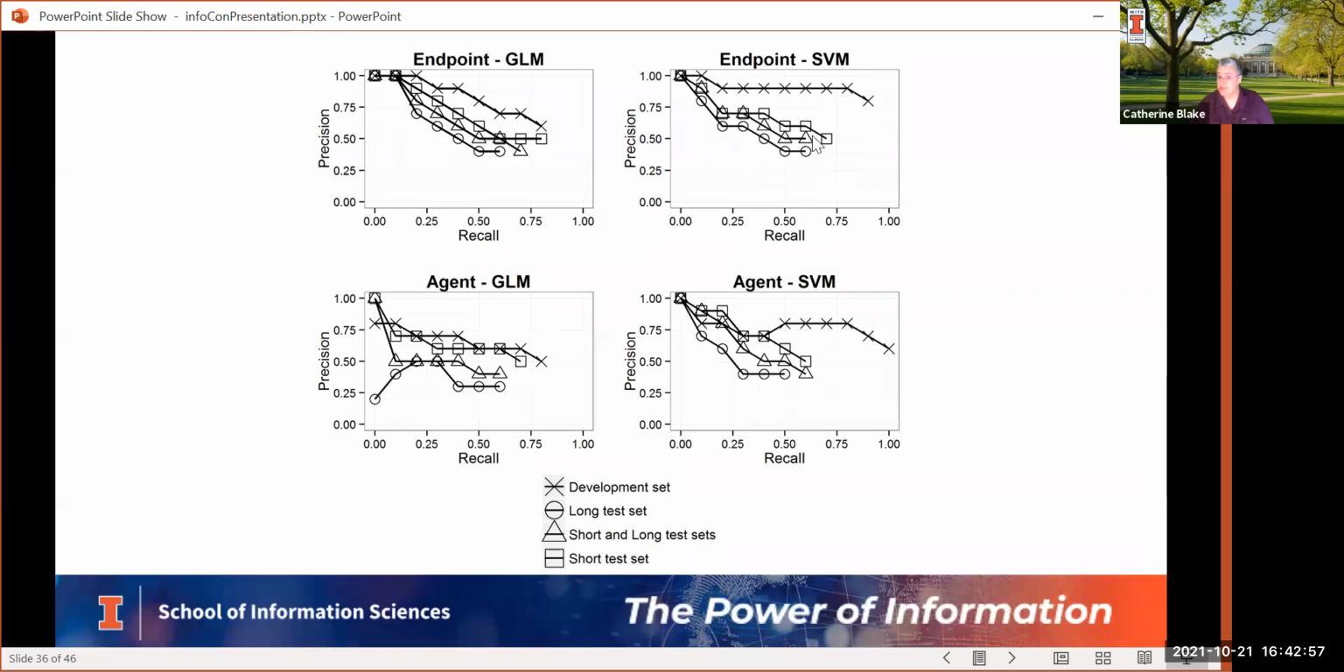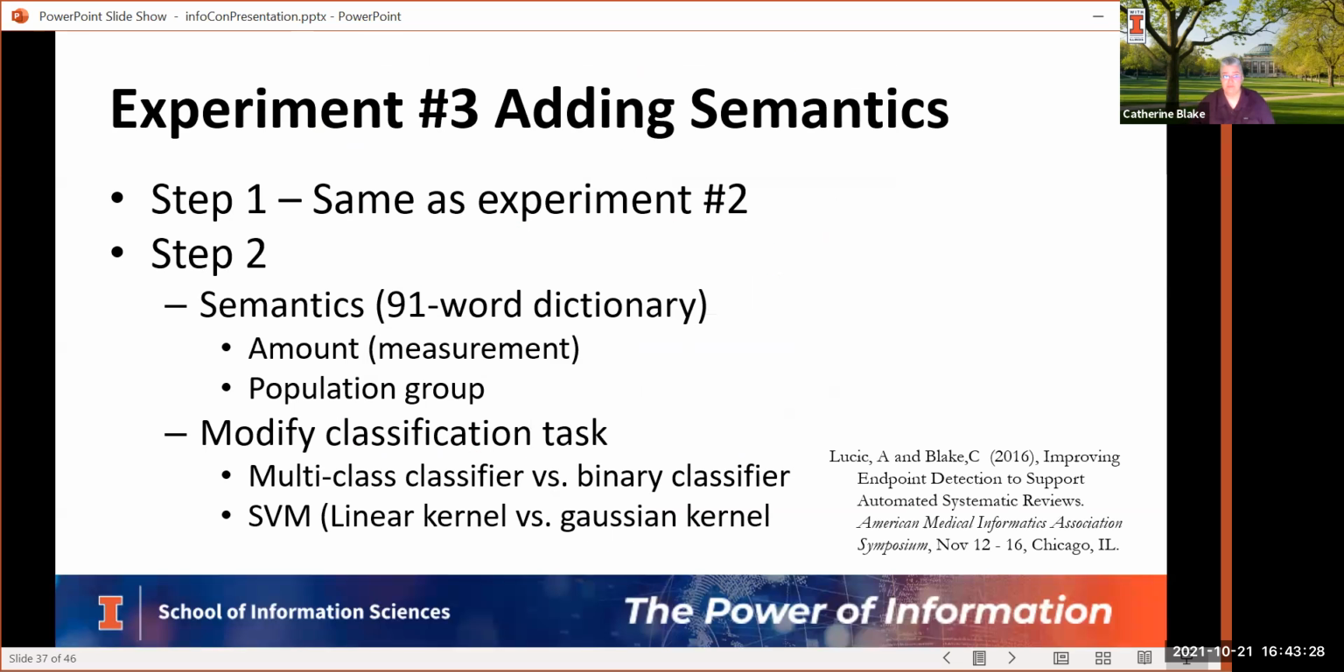You see that the short sentences, the performance for those is sort of above and a little bit further out than the circles, which are the long sentences. So that tells you that the precision is better and the recall is also a little better. So again, this just reinforces that these models work better for shorter sentences than longer sentences. But again, overall, the model doesn't do so well with endpoints and with agents, with the first entity.